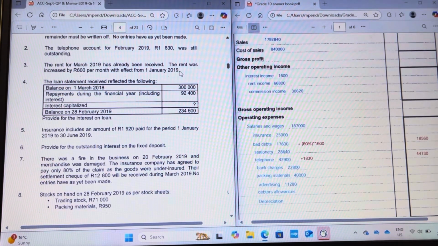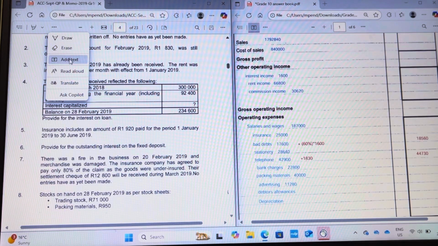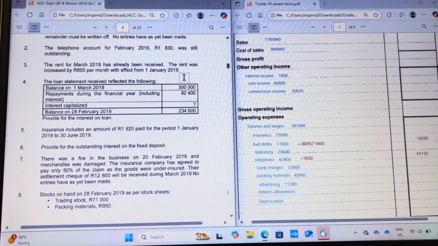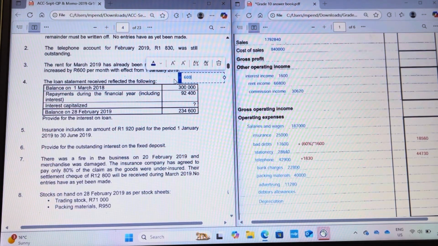Let's do a calculation quickly. So we will have to know the total increase. So it is going to be 600 Rand. It increased on the 1st of January. So it means we paid January rent, February rent, and March rent. So it's for 3 months. That equals 1,800. So it means out of the total rental income, 1,800 is the increase, which is the 3-month increase.